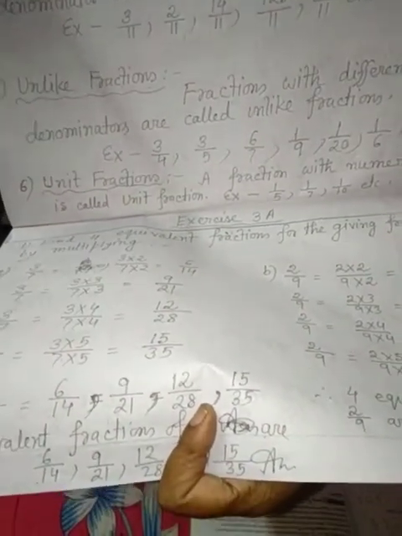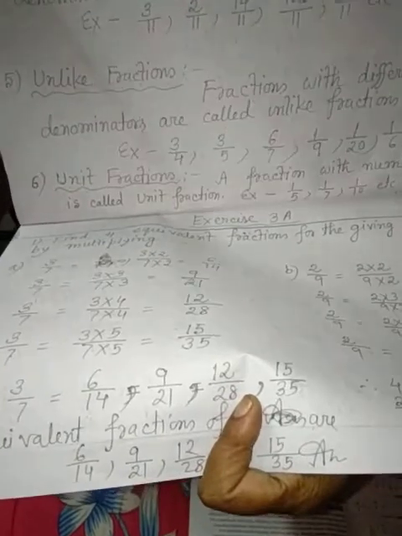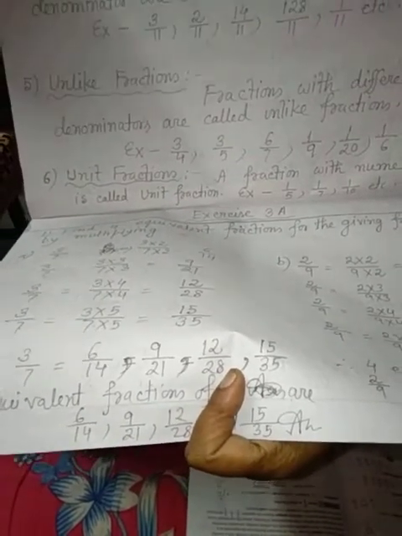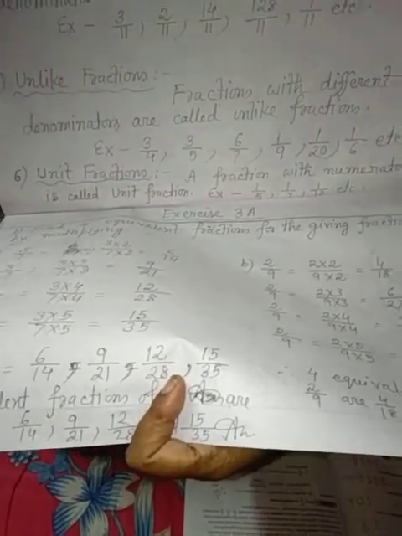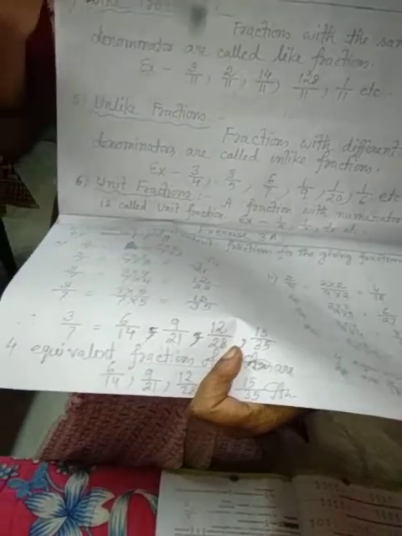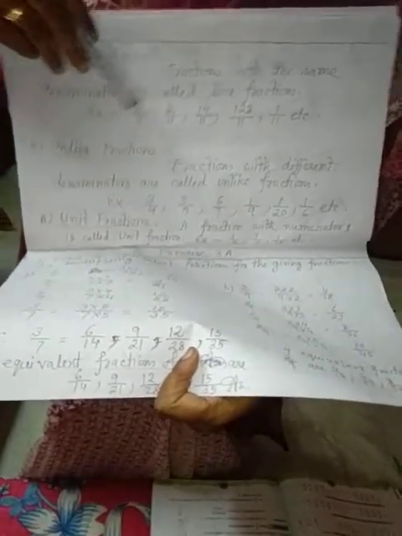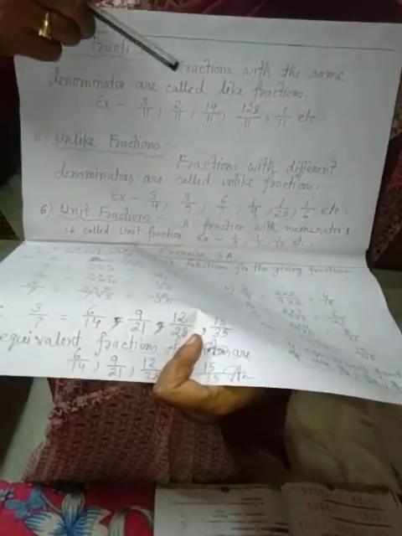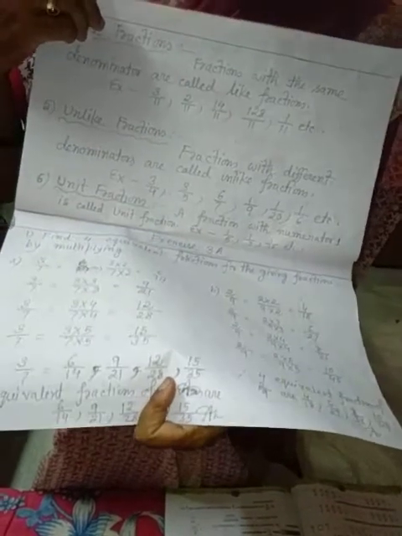So we have completed what is called a fraction and the types of fractions. I hope that you also understand. A fraction has two parts: upper part numerator, lower part denominator. And there are different kinds of fractions, like the proper fraction. If the numerator is smaller than the denominator, that is called a proper fraction. And if the numerator is greater than the denominator, that is called an improper fraction.